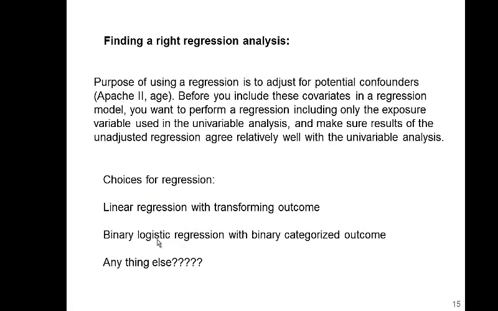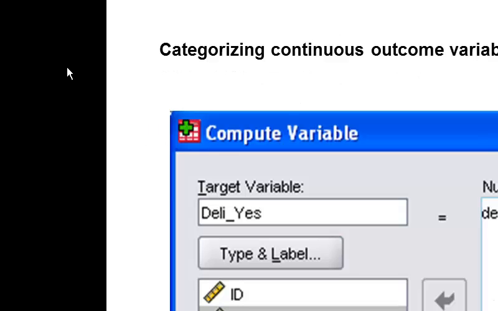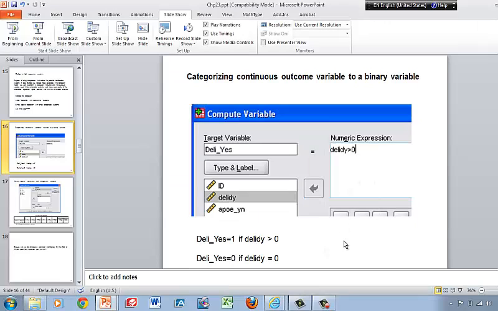And how about binary logistic regression? Now we can create a new variable encoding 1 for patients who have at least 1 day of delirium and 0 for patients with 0 days of delirium. So let's perform binary logistic regression. First we are going to categorize delirium days into a binary variable, and let's do that in SPSS.